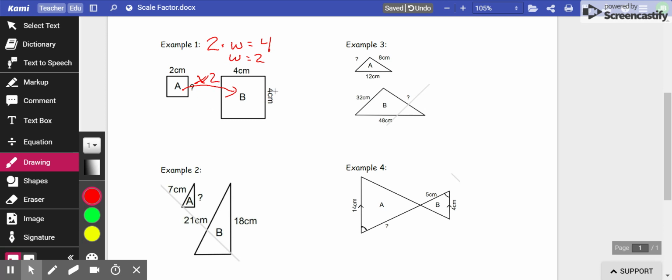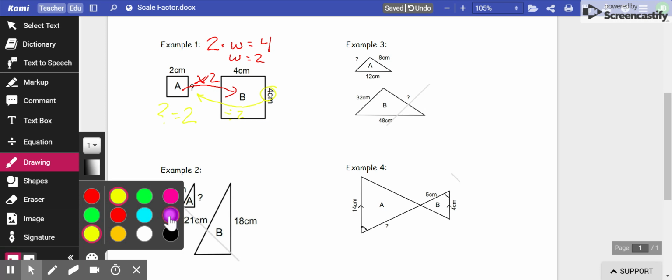So if they give me the large one, if you notice now, they're giving me the larger one, how do I go backwards and find the other side? I'm basically just dividing by 2. So in this case, since they're both perfect squares, the question mark is going to be a value of 2.